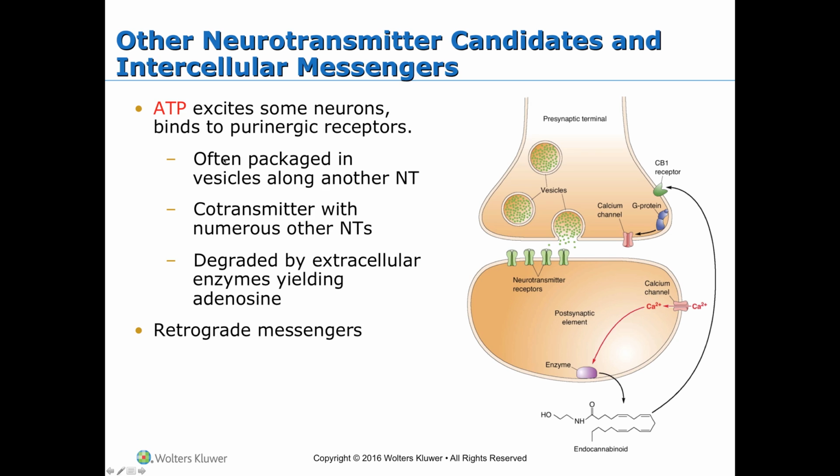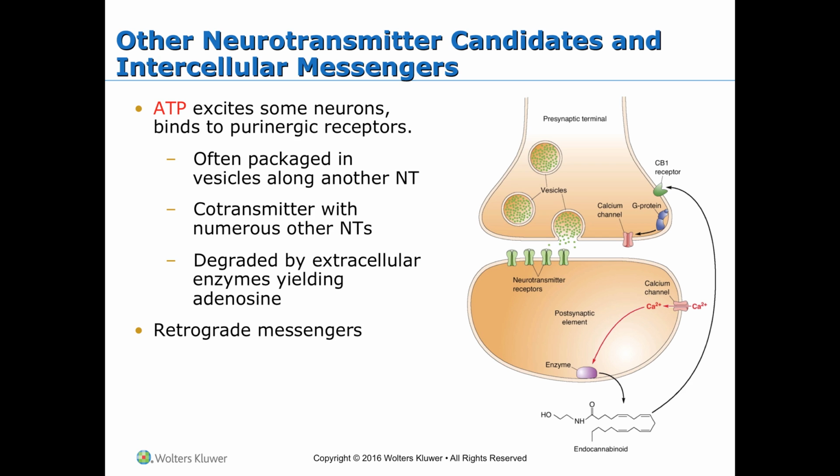So here are some other neurotransmitter candidates and intracellular messengers that are sort of in the non-classical division. ATP excites some neurons, and it binds and has its activity at the level of purinergic receptors. These are often packaged in vesicles along with other neurotransmitters, meaning that they are co-transmitters with numerous other neurotransmitters. They're degraded by extracellular enzymes, and ATP is specifically degraded by an extracellular enzyme yielding adenosine.